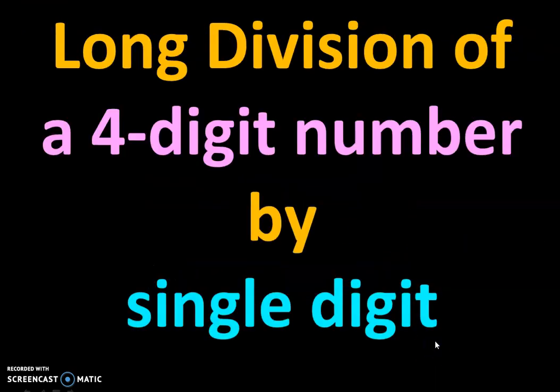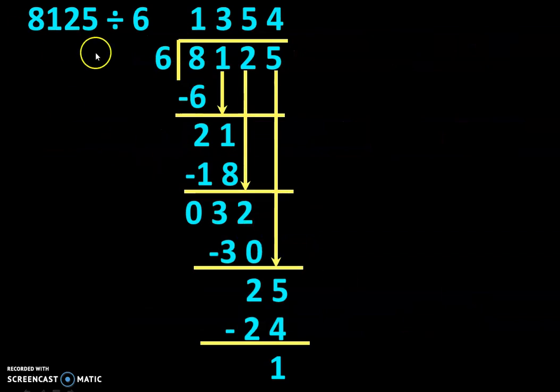Okay. Now next is long division of a 4-digit number by a single digit. So this is our 4-digit number. We are dividing it by a single digit. So the 6 table. You all know the 6 table? Yes. So here I am taking the first number 8. Because 8 is bigger than 6, I can use it at least one time. So 6 ones are 6 and 8 minus 6 is 2.